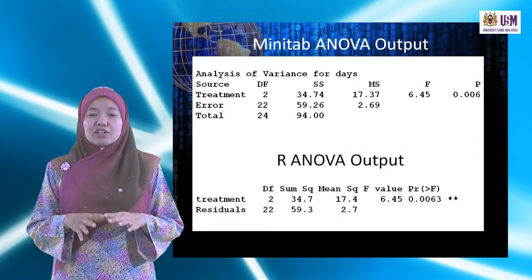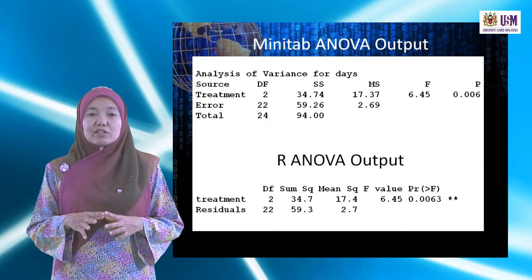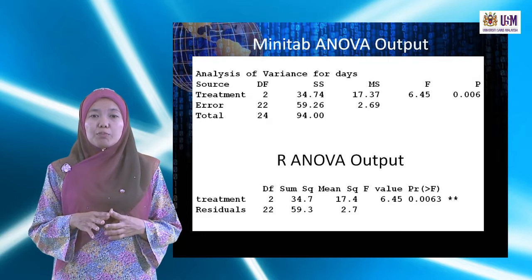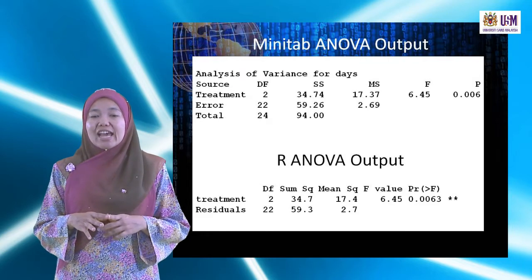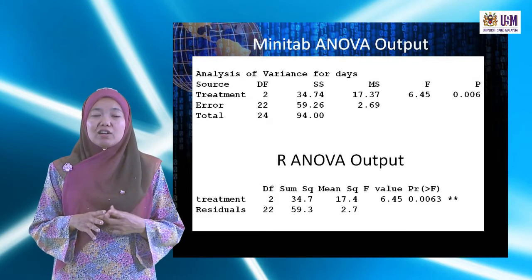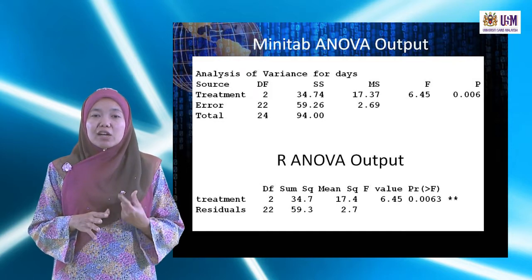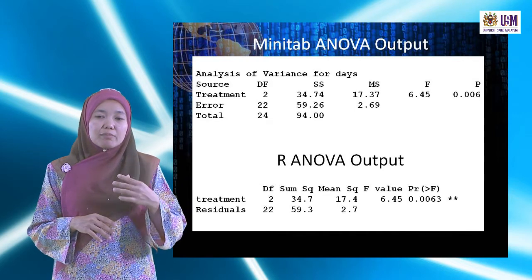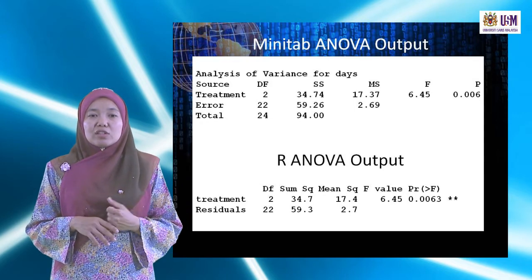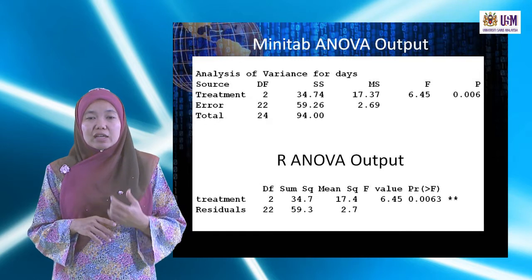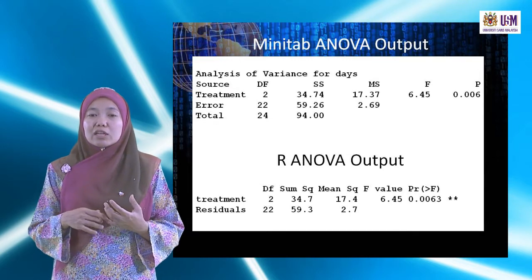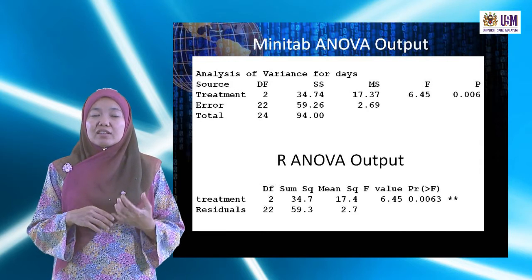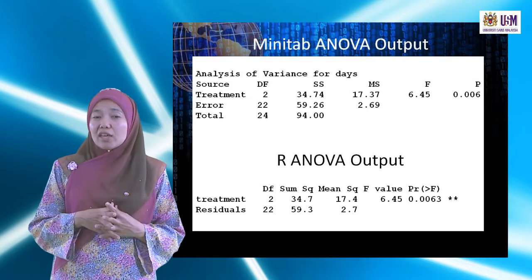What you see on the screen right now is the different types of software that produce ANOVA output. The one on top is from Minitab and the one below is from R. Both are still the same ANOVA table, with a little bit of tweaking, but more or less the same. We are talking about the same example from one-way ANOVA just now: three different types of treatments, and how many days it takes for the blisters to heal.